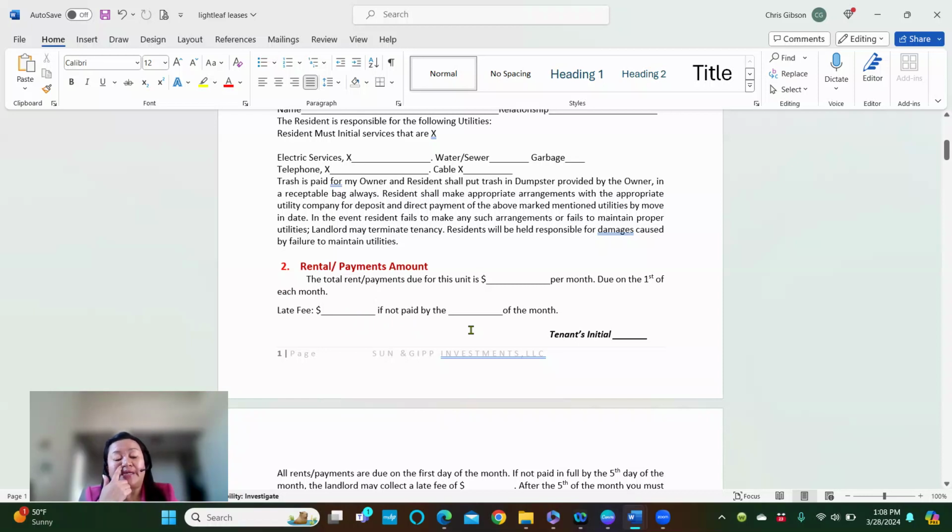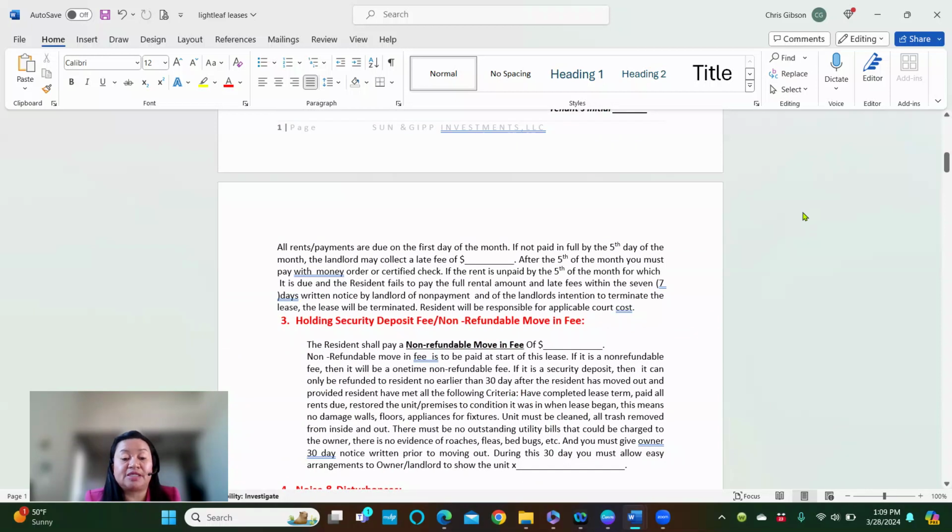Some property owners charge additional after 15 days, but we just charge $50 if the rent is not paid by the fifth of the month. Don't forget, we always put a tenant initial here to prove that they read the terms and conditions, part of the lease. Here I also put the photo or company name to prove that this document is from my company documents.